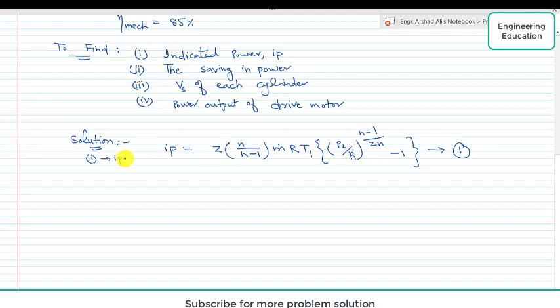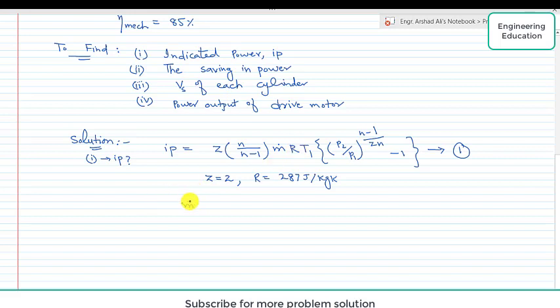First we are going to find the indicated power. Z is the number of stages over here, n is the polytropic index, m dot is the mass flow rate, R is the specific gas constant or particular gas constant, T1 is the temperature, P2 is the delivery pressure. So Z is 2, this is a 2 stage compressor, so Z has the value of 2. n is 1.25 as given in the problem. The value of R for air is 287 joule per kilogram per Kelvin. P2 is given in the problem, P1 is given. We have to find the value of m dot, that is the mass flow rate. Only m dot is unknown in this case.